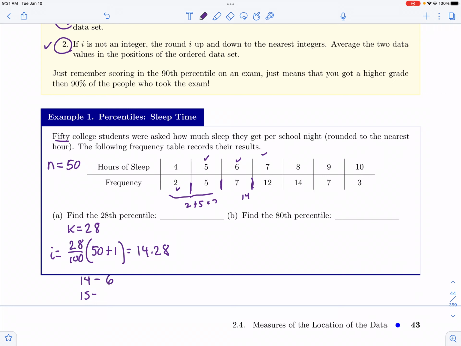To go to 15 means we're going to go up one more, which means we're going to jump into that 7 column. So our 15th number in our list is going to be 7.